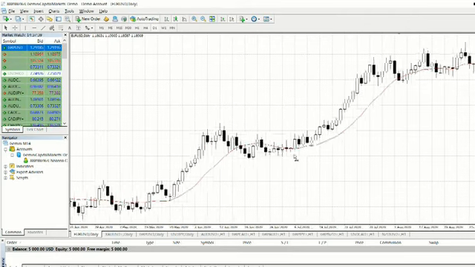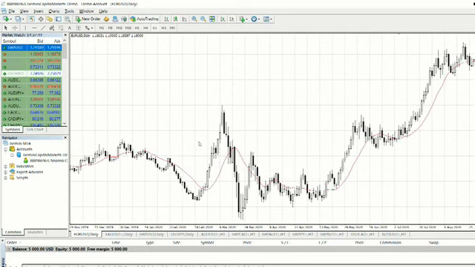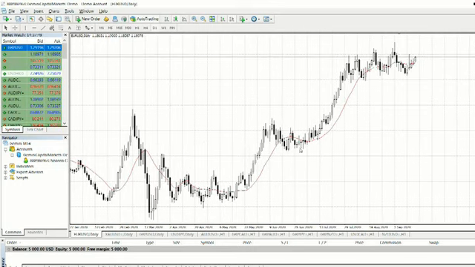Now let's look for some examples of inside bars on our charts. Remember, the first thing you're looking for is a trend. So you want the market to be making a trend. So let's look for a trending market.